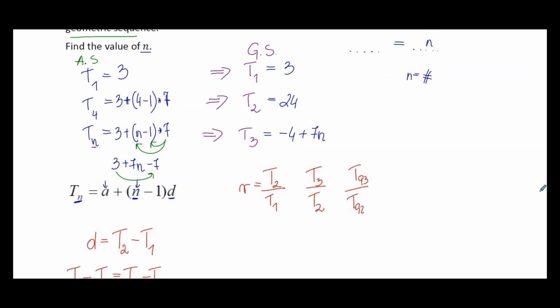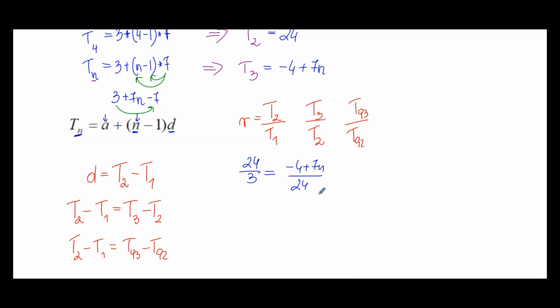So that's what I can use here to create that equation, because on one side of the equation, I can take term 2 divided by term 1, which will be what? 24 divided by 3. And on the other side, I can take term 3, minus 4 plus 7n, and divide that by term 2, which is 24. We can do that here to build that equation.